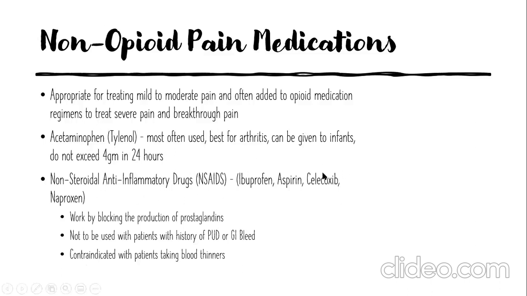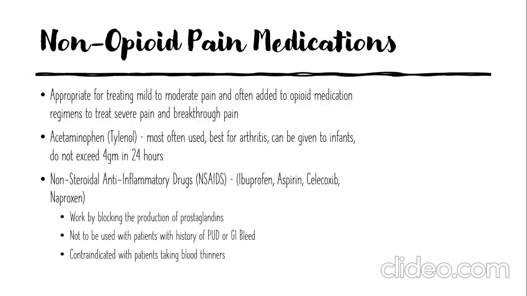NSAIDs are ibuprofen, aspirin, and these other drugs listed here. They work by blocking the production of prostaglandins, which are those chemicals that are released by the body. They're not to be used with anybody with a history of any GI issue, GI bleed, ulcers. Why? Because NSAIDs cause erosion, or wearing down, of the lining of the stomach.